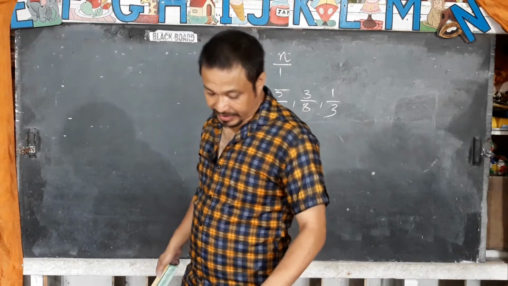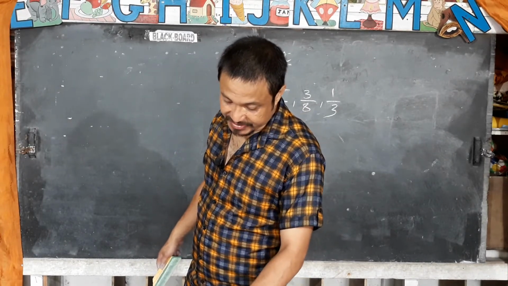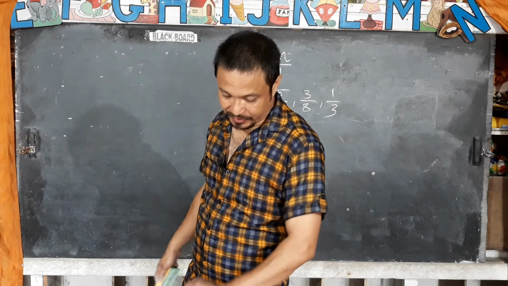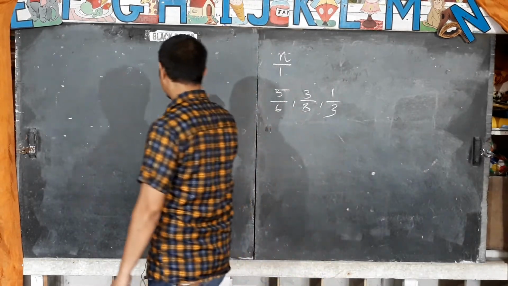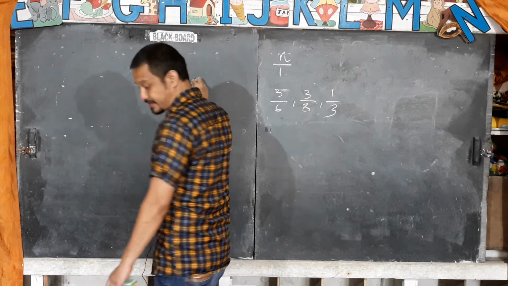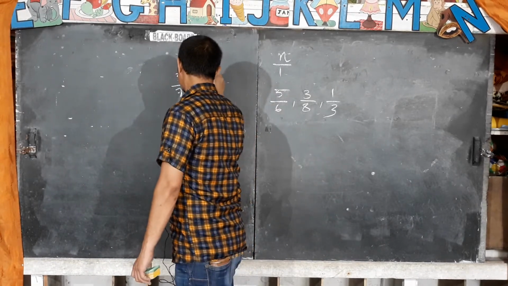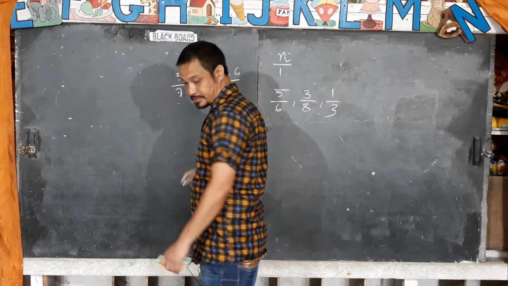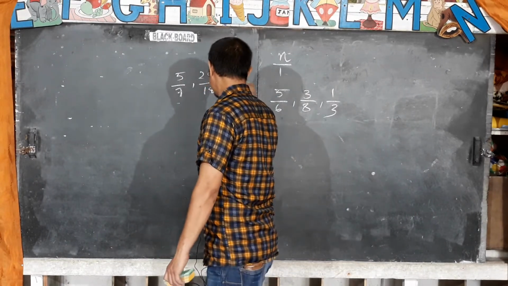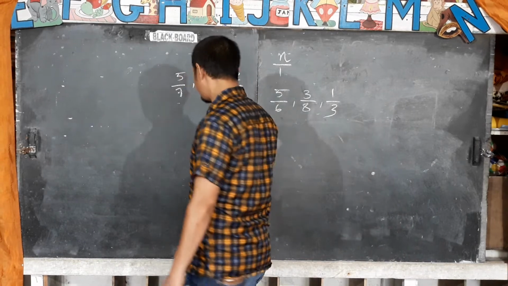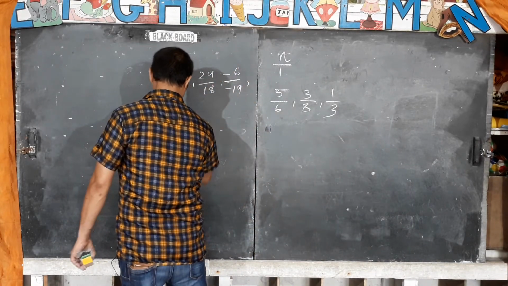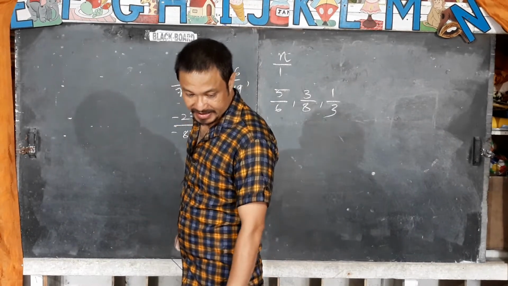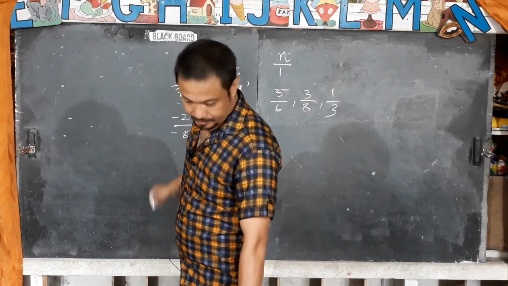A rational number is said to be positive if its numerator and denominator are either both positive or both negative. If you go into the book, there are a couple of examples given: 1 upon 7, then 29 upon 18, then minus 6 upon minus 19, and then minus 27 upon minus 83. And the topic that we're dealing with today is positive rational numbers.